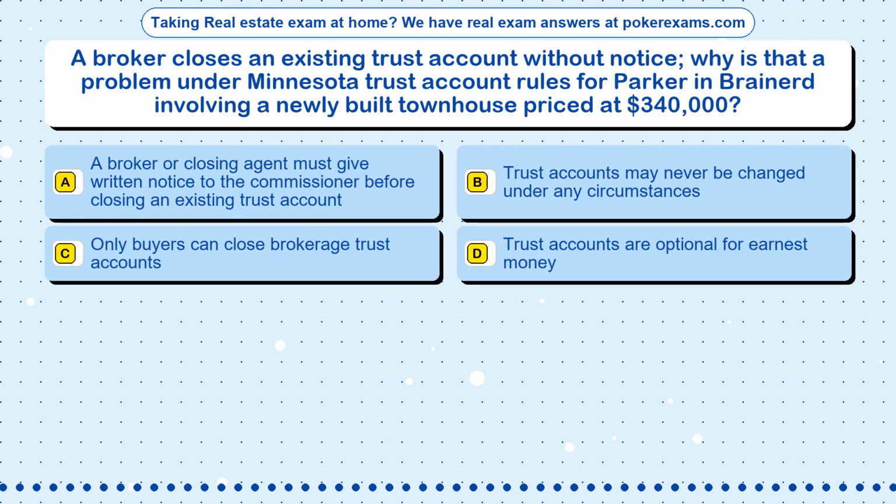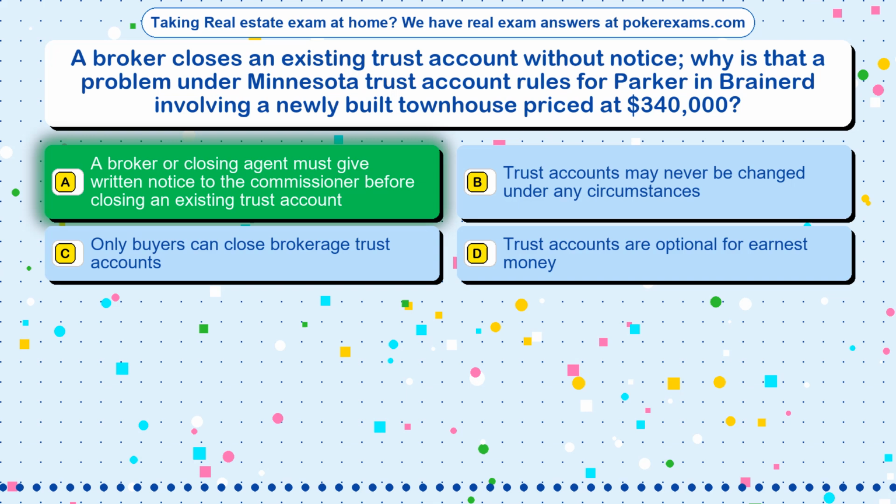Question 13. A broker closes an existing trust account without notice. Why is that a problem under Minnesota trust account rules for Parker and Brainerd involving a newly built townhouse priced at $340,000? Option A. A broker or closing agent must give written notice to the commissioner before closing an existing trust account. Option B. Trust accounts may never be changed under any circumstances. Option C. Only buyers can close brokerage trust accounts. Option D. Trust accounts are optional for earnest money.